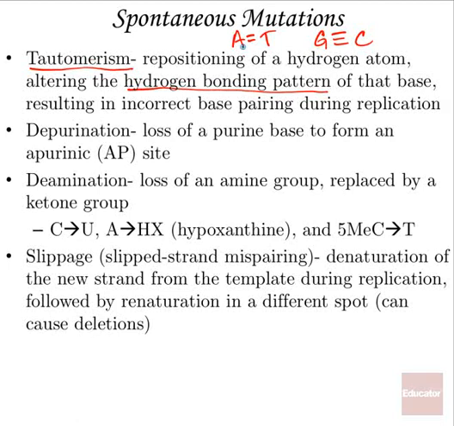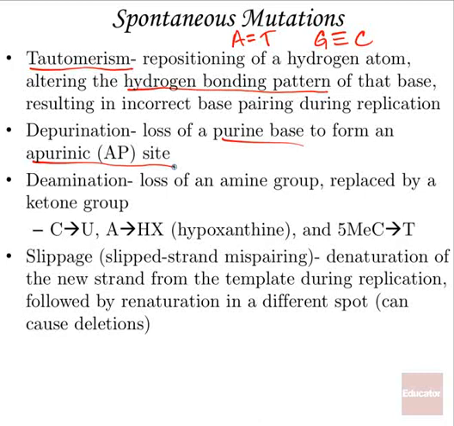All right. Now, depurination is the loss of a purine base, forming what's called an apurinic site, and all that means is it's a site that doesn't have the purine base, so it doesn't have the nucleotide there. The DNA backbone is still there. The sugar, the deoxyribose is still there. We just don't have the proper base.